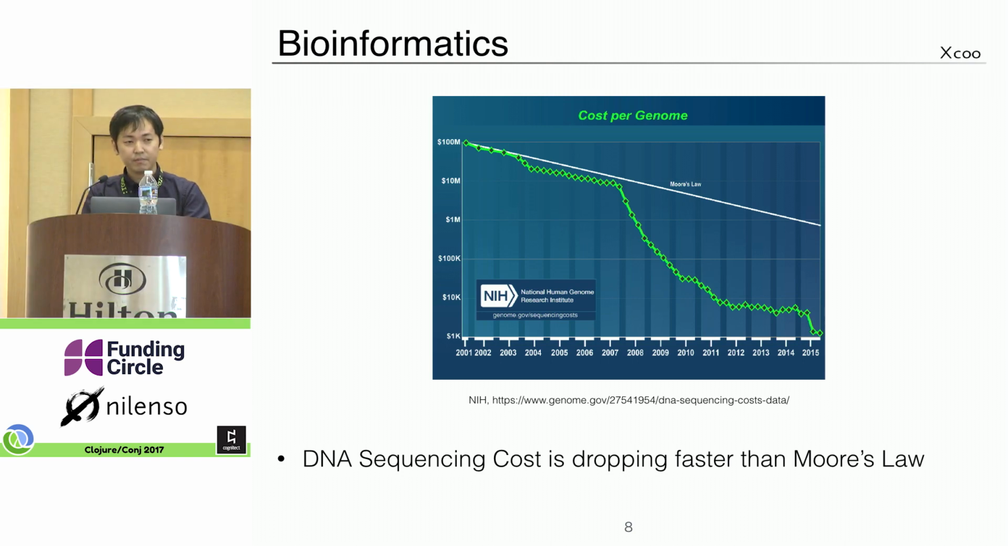Well, why did genomic analysis become so popular? Because of low cost and speed. This chart shows the change of cost needed for DNA sequencing. The green line is DNA sequencing cost, and the white line is Moore's law. As you can see, the cost reduction is much faster than Moore's law. And sequencing speed is also getting faster. So in practical cases, a partial genome can be read in a few hours.